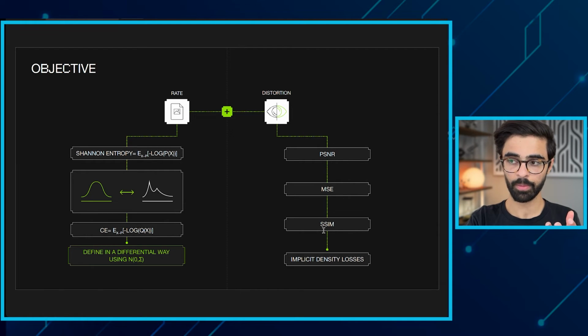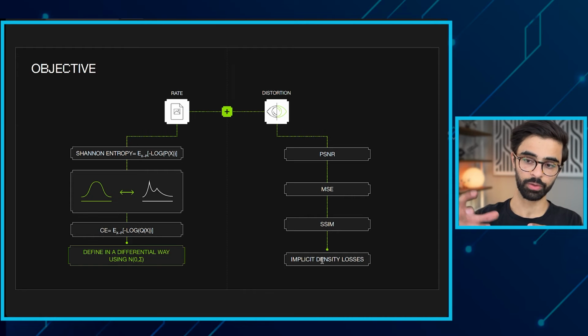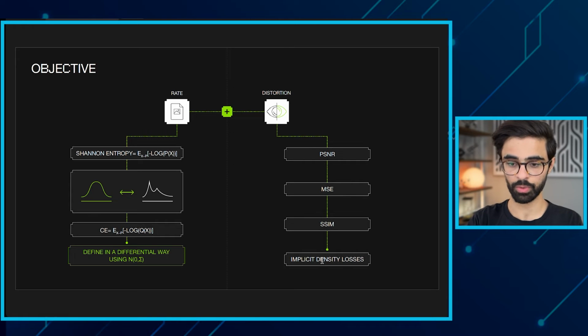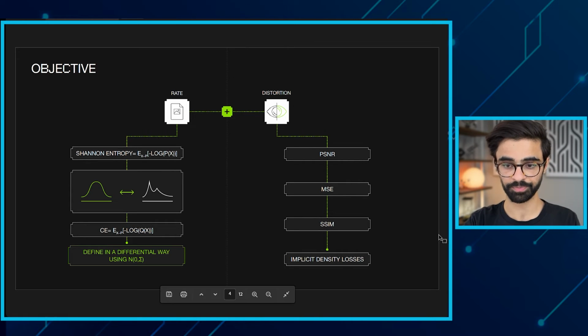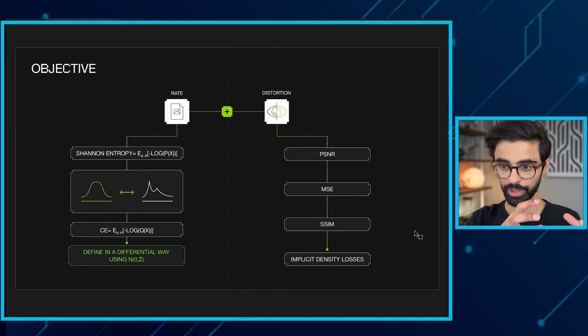Another more interesting area is implicit density losses. Now, these are other machine learning networks that you can use as your distortion metric. And here things start to get interesting, but we won't really touch on those because that's an entire topic by itself. So now we've defined our rate and our distortion in a differentiable way, and we have our architecture all configured to do compression. How do we get all of this to actually learn something that's useful?